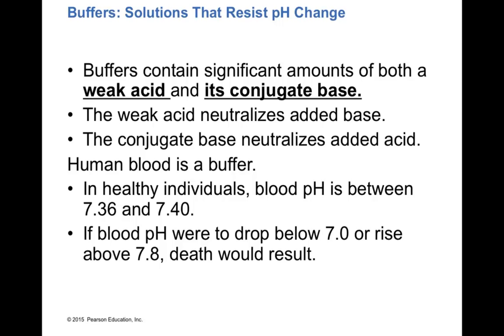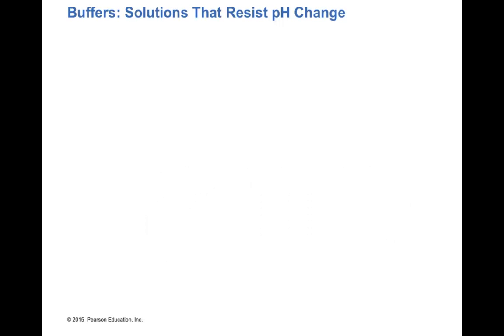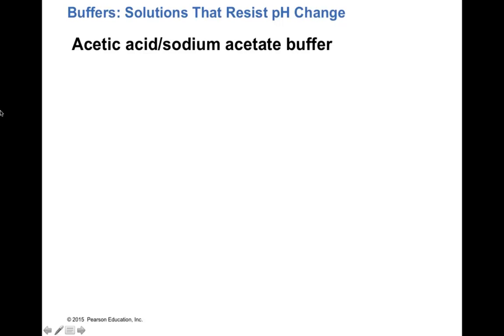And blood has these buffers that resist any change to protect us and avoid this kind of situation where the pH will drop below 7 or increase more than 7.8 and be detrimental to our health. An example of a buffer solution is using a weak acid such as acetic acid, and also its conjugate base, the sodium acetate buffer. So we have here the weak acid, the acetic acid, and its conjugate base, the sodium acetate. These both can create a buffer.